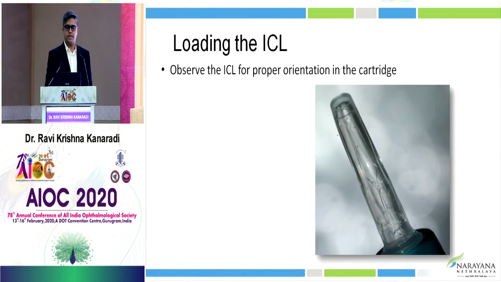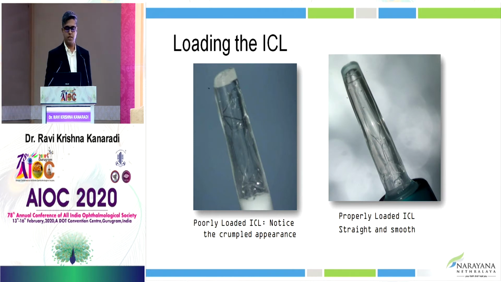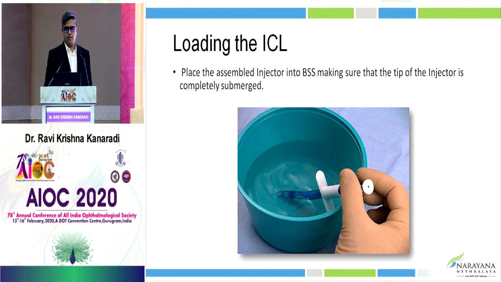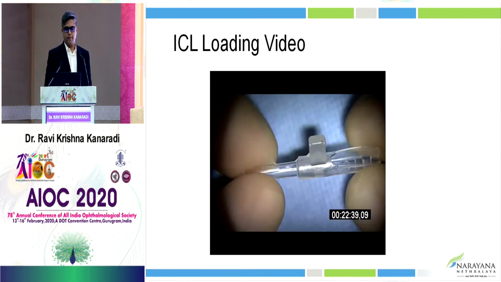Once it is inside, we are supposed to see the orientation of the ICL inside the cartridge. Sometimes it looks crumpled, which says that it's a poorly loaded ICL. If it is straight and smooth, then it means that it's properly loaded. After finishing this step, we keep this in the BSS solution. So this is the ICL loading video.